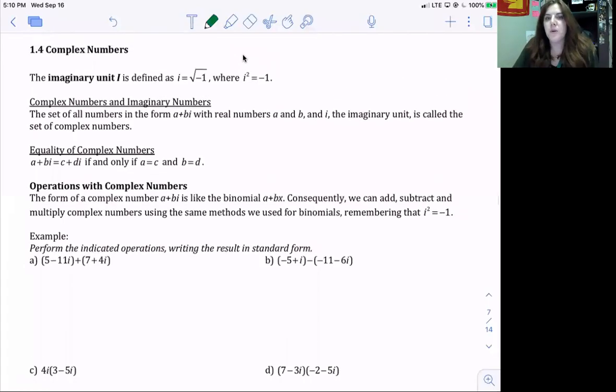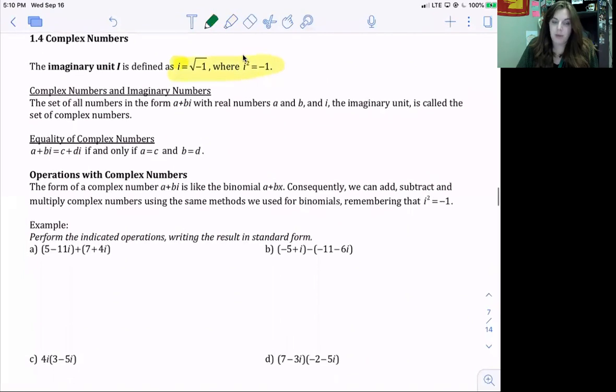Okay, 1.4, complex numbers. The imaginary unit i is defined as i equals the square root of -1, where i squared equals -1. So that is a rule we want to make sure we remember. When we look at complex numbers and imaginary numbers, the set of all numbers in the form a plus bi with real numbers a and b and i, the imaginary unit, is called the set of complex numbers.